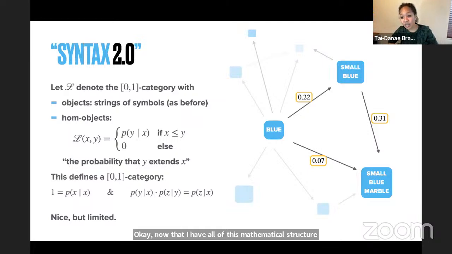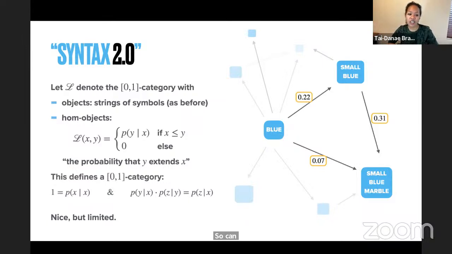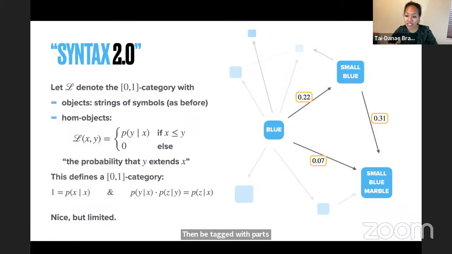Linear algebra is a nice way to represent things. So can I represent them by vector spaces? Could those vector spaces then be tagged with parts of speech, which is kind of like what's happening in DiscoCat? Can I then make a comparison with similar structure that appears in quantum? So I'm not doing anything like that.